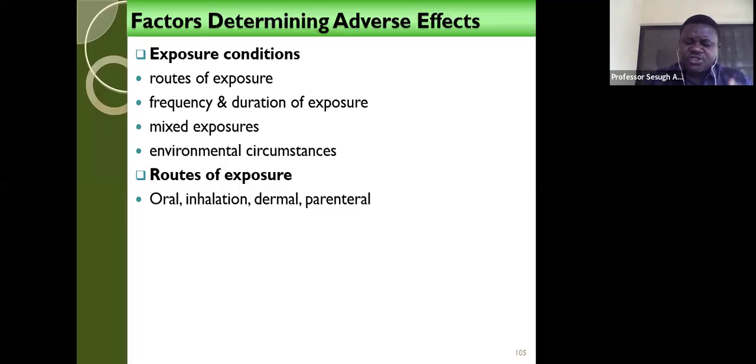Okay, that is through injections. Parenteral is through injections, and so parenteral refers to administration or exposure through routes other than the digestive tract. Okay, like IV.